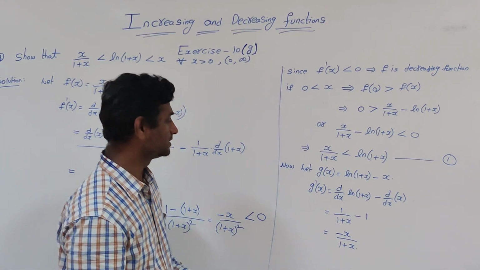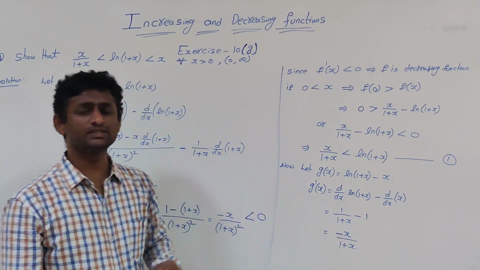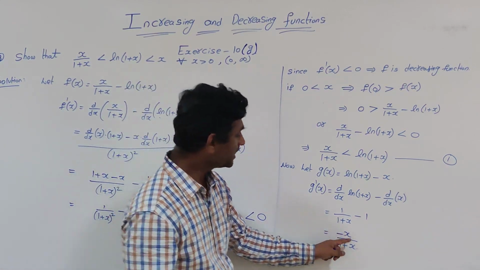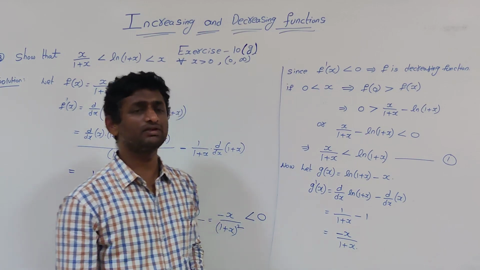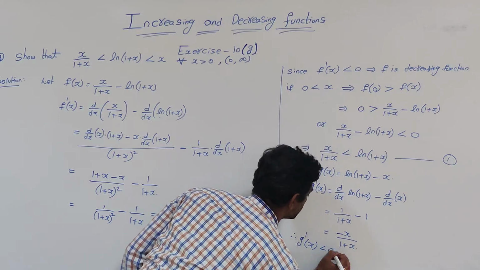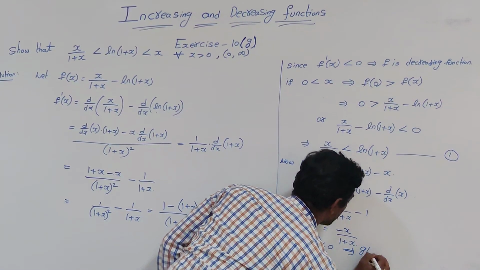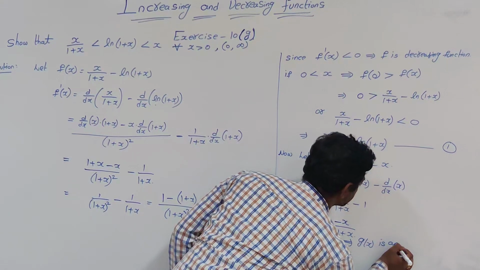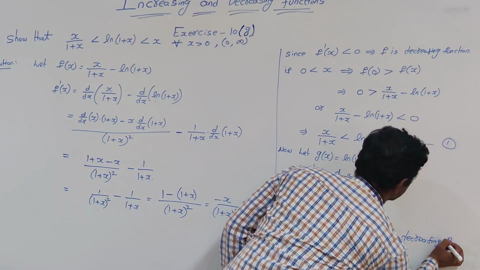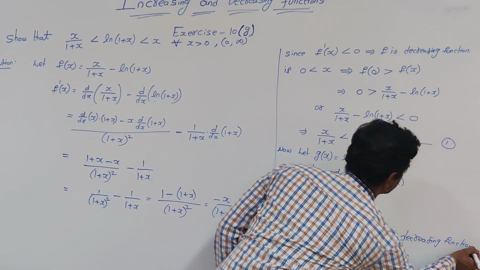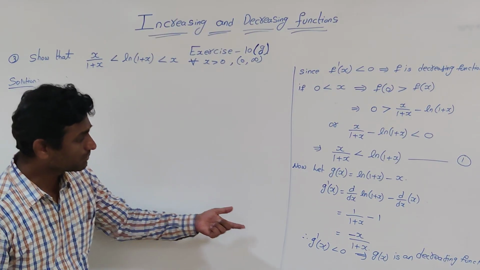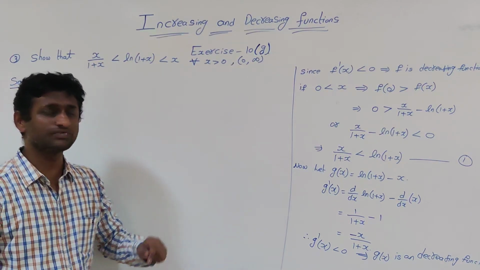And what type of function is it now? If you choose any number x greater than 0, say 10, we get minus 10 by 1 plus 10, that is minus 10 by 11. Therefore g dash of x is less than 0. So g of x is again a decreasing function. Now we will apply the definition for a decreasing function.